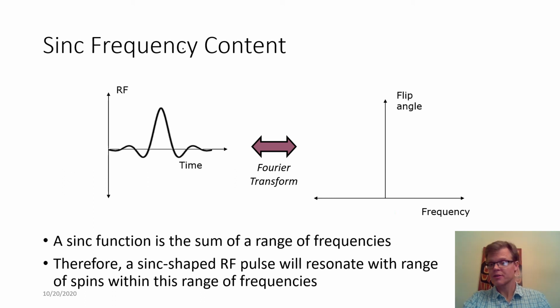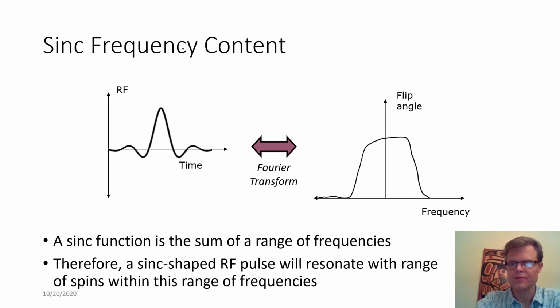And so this is where the sinc function comes in. The sinc function, as we learned in the previous lecture, actually does just that. And that's what the Fourier transform tells us: the frequency content of a sinc function is a rect function, so a sinc function basically contains this whole range of different frequencies within it. And so a sinc function is going to be the primary shape that we're going to see for our RF pulses.